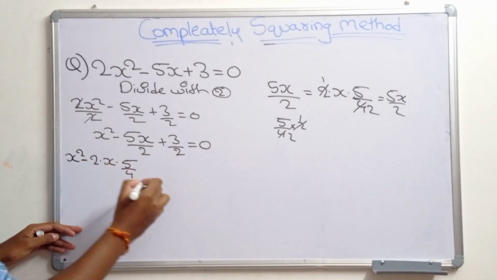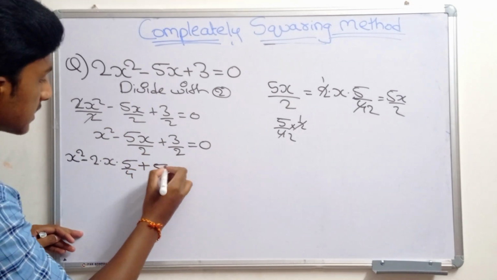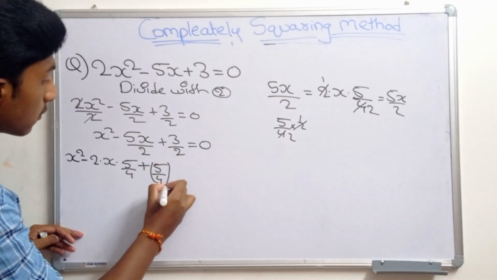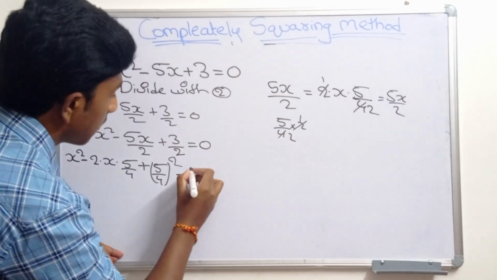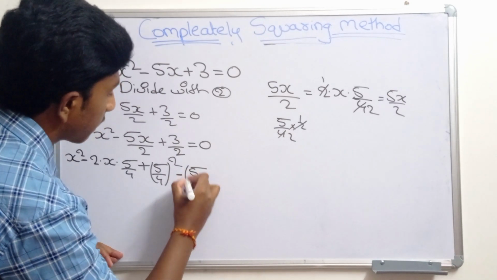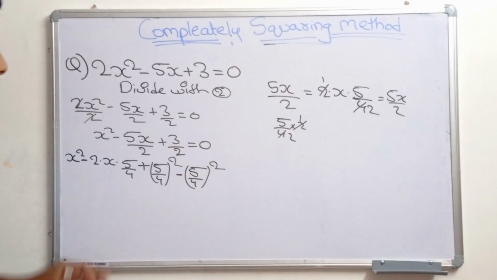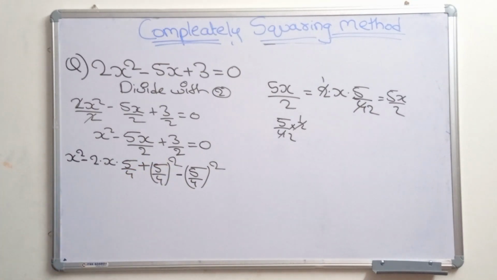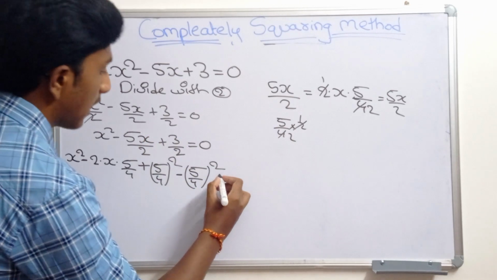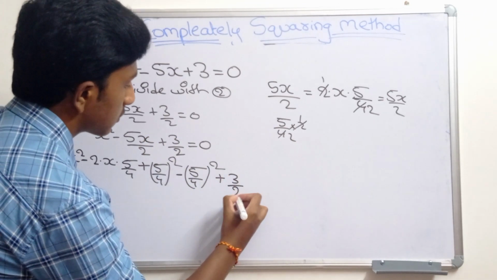A square minus 2ab plus b square. So after adding, to balance the equation, you also have to subtract: minus 5 by 4 whole square. A square minus 2ab plus b square minus b square, and we write this plus 3 by 2 as it is, equal to 0.